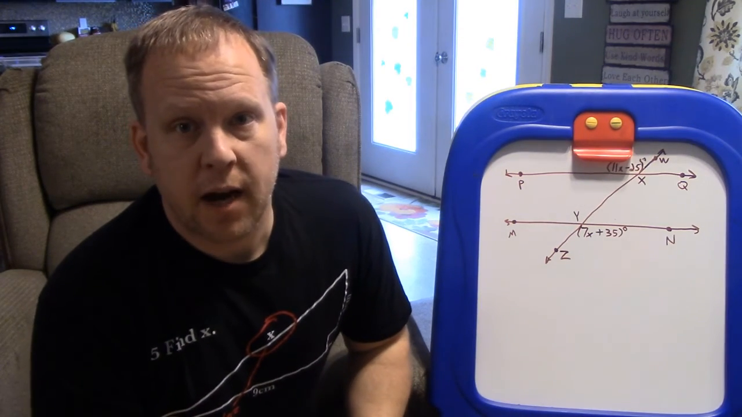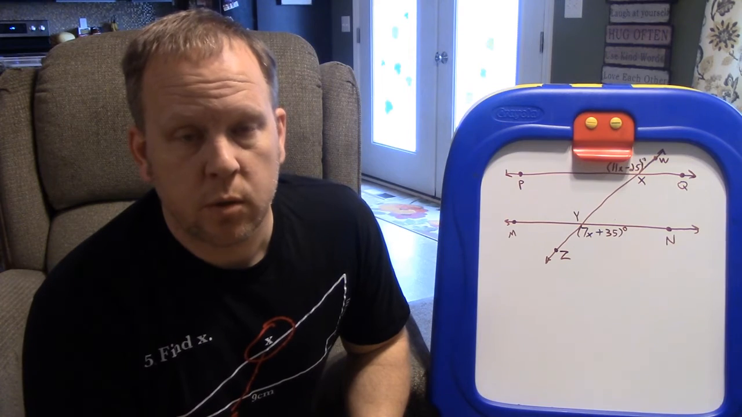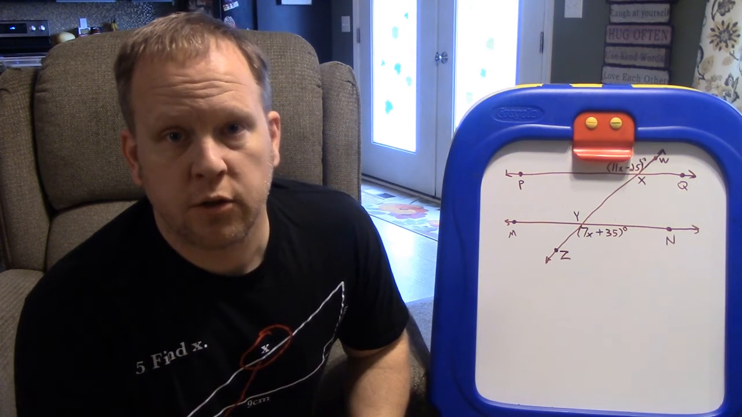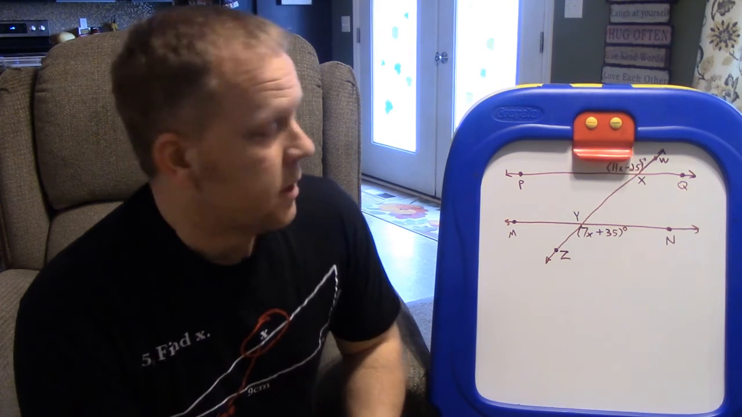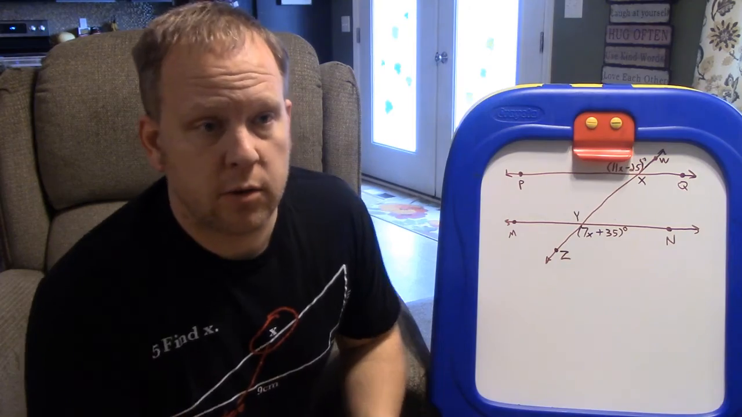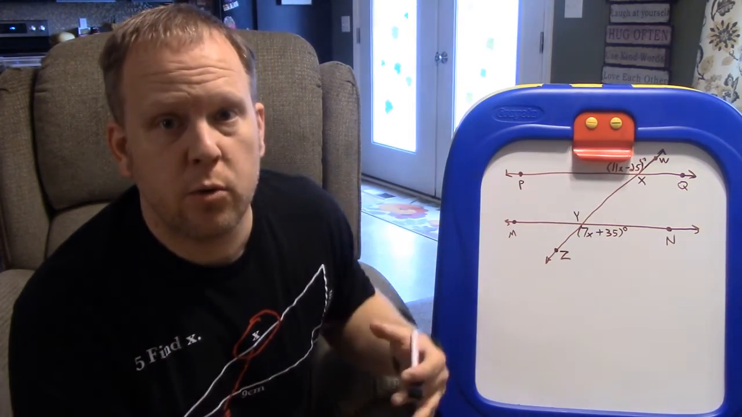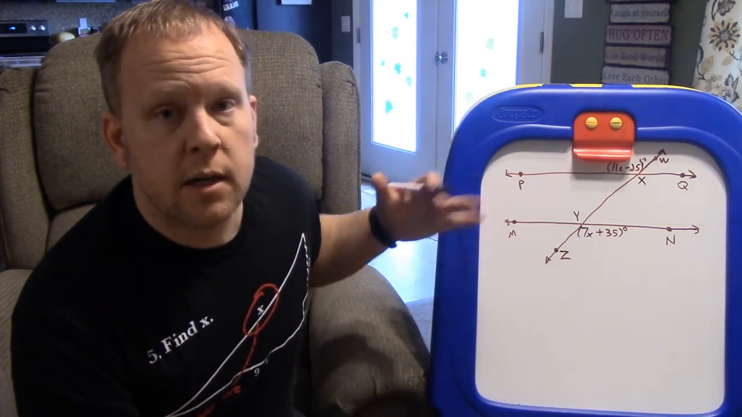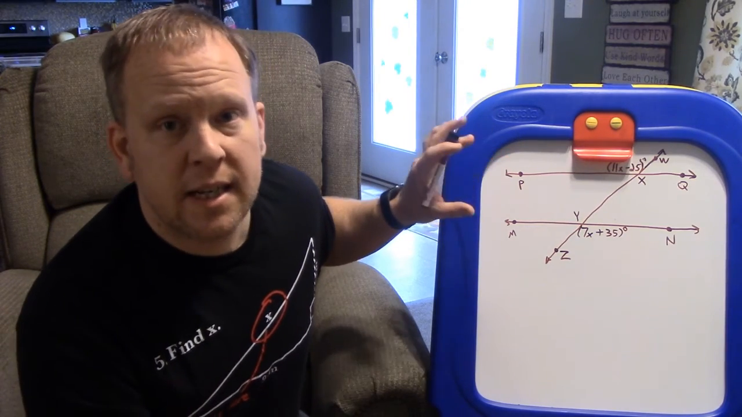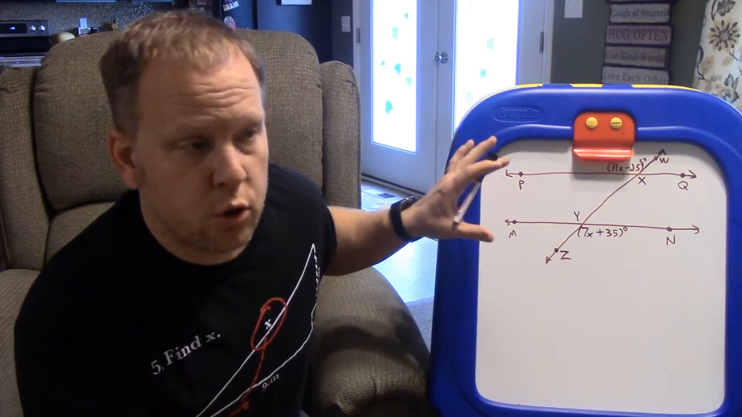Listen, 3.5 is just like 3.2. The difference, 3.2 says if the lines are parallel, solve for the variable. 3.5 says what is the value of the variable that will make the lines parallel. So we want to make the lines parallel. 3.2, they gave us parallel lines. 3.5, they want us to make them parallel by finding the correct value of x. So we're going to set these up exact same way we did with lesson 3.2.